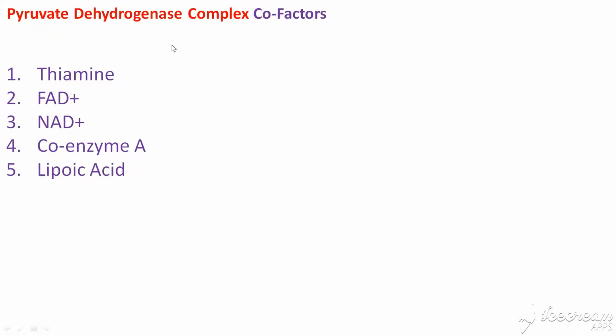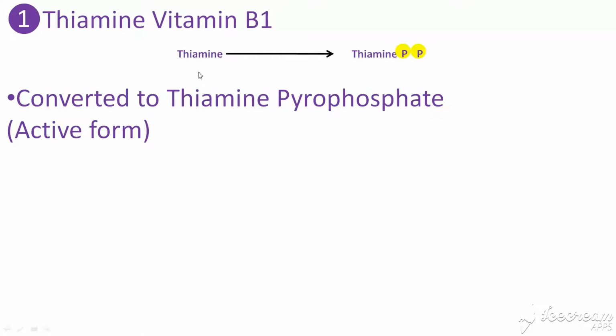Okay, so we're going to discuss each of these cofactors in a bit more detail. So the first one is thiamine, which is also known as vitamin B1. Now, thiamine is converted inside of our cells to thiamine pyrophosphate, which is going to be the active form of thiamine.